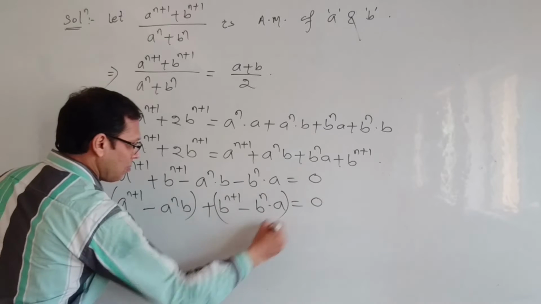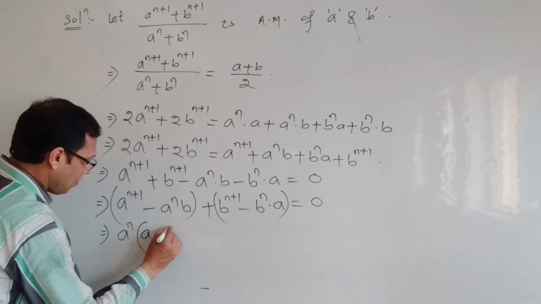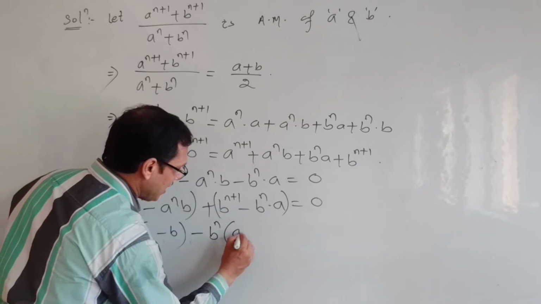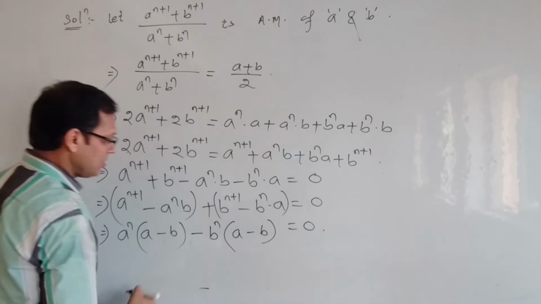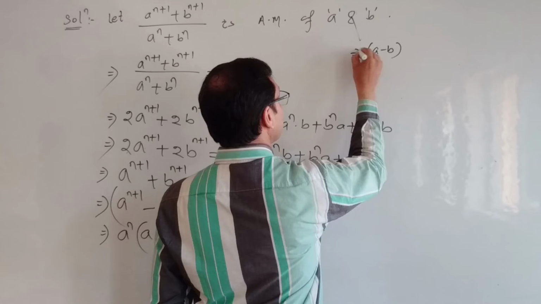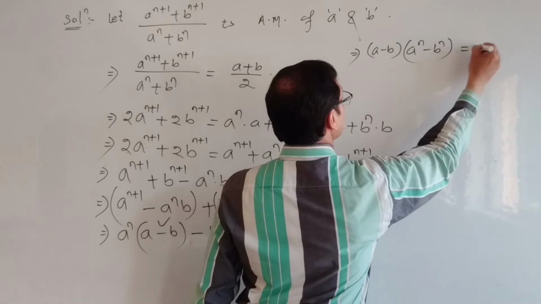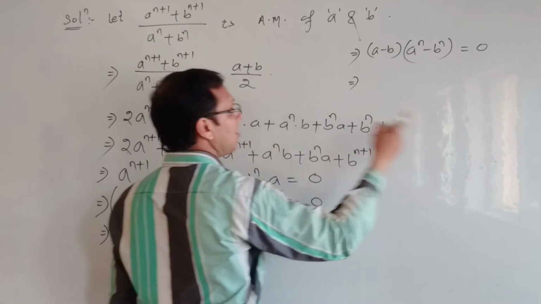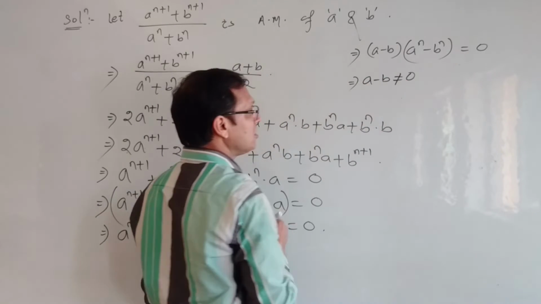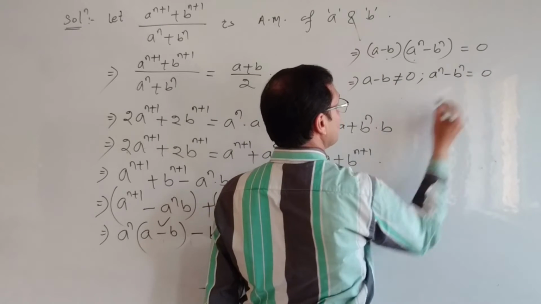Taking a to the n common from these two, we are left with a minus b. Taking minus b to the n as common, we are left with a minus b is equal to 0. Now from these two, we will take a minus b as common, then we are left with a to the n minus b to the n is equal to 0. Since it is given that a is not equal to b, a minus b should not be equal to 0, but their multiplication is equal to 0. That means a to the n minus b to the n is equal to 0.